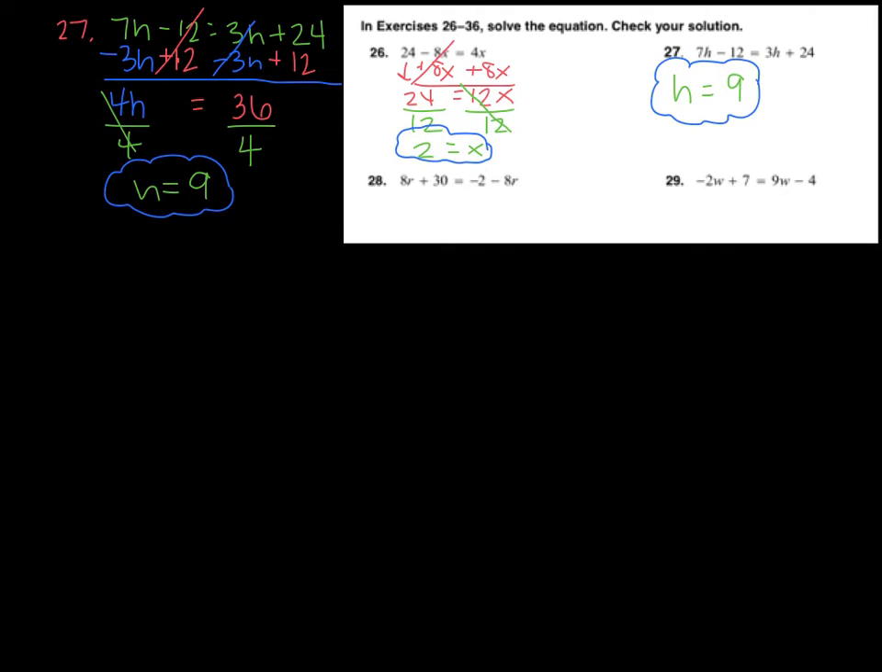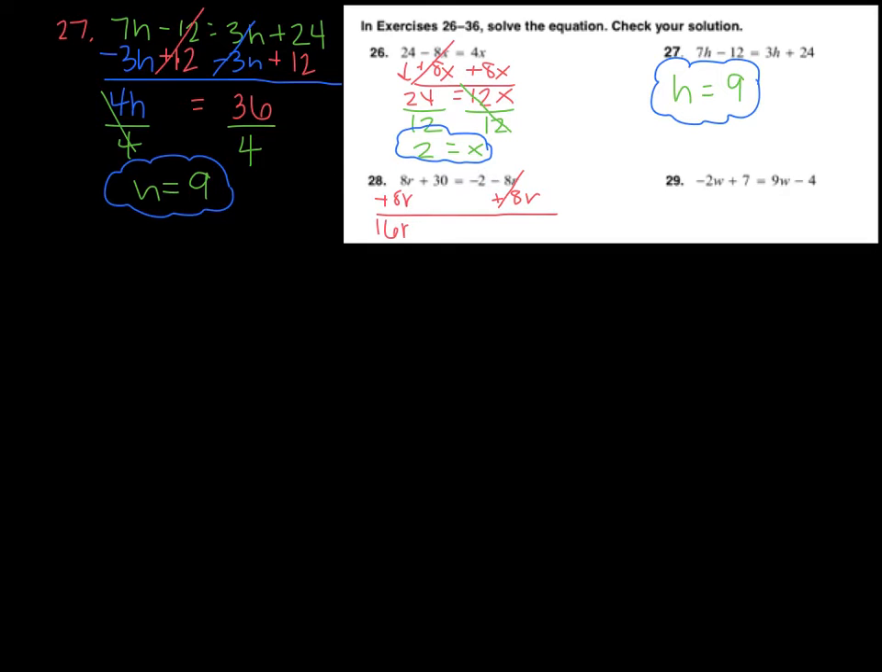So number 28 is similar to 27. Notice here I have r's on opposite sides of the equation, and then I have my constants. So the first thing you need to decide is, are you going to move the negative 8r to the left or the positive 8r to the right? I prefer to move the negative 8r. So the opposite of subtracting 8r would be to add 8r. So I'm going to add 8r to both sides. Positive and negative 8r will cancel, and 8r plus 8r is 16r.